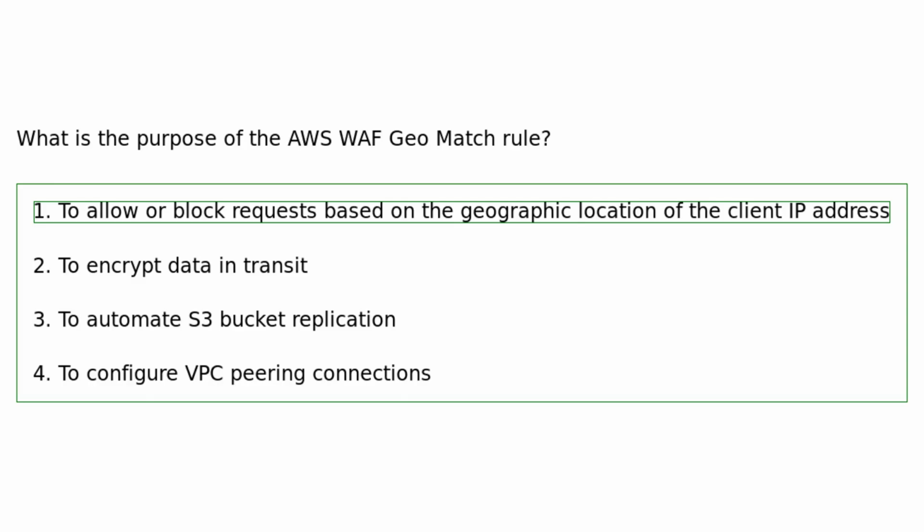The AWS WAF geo-match rule is used to allow or block requests based on the geographic location of the client IP address, providing granular control over access based on location.